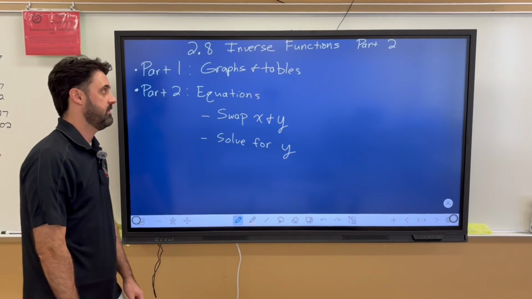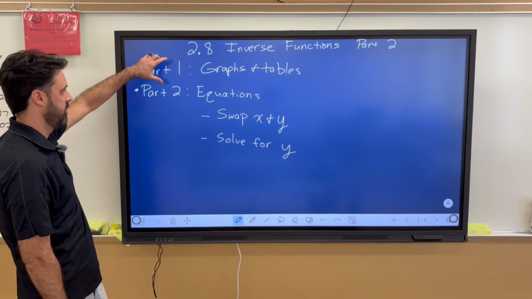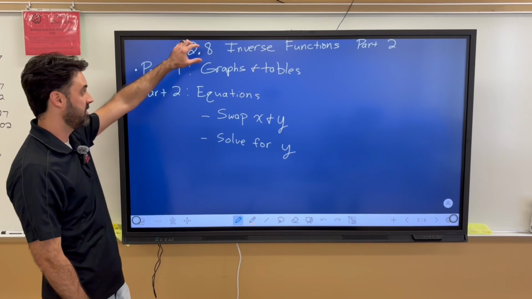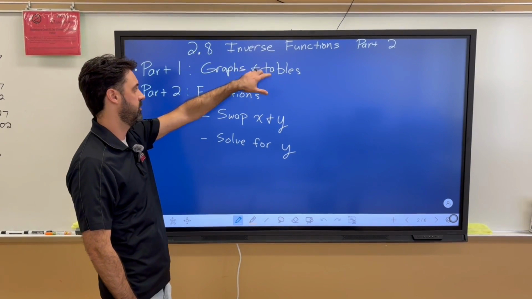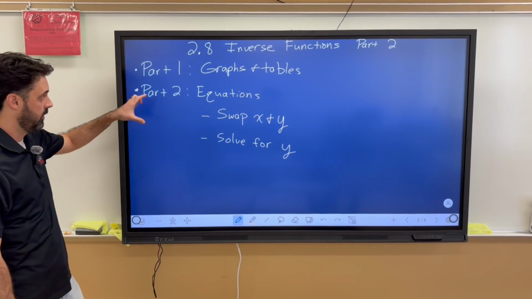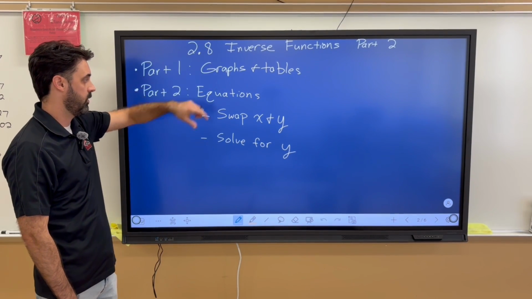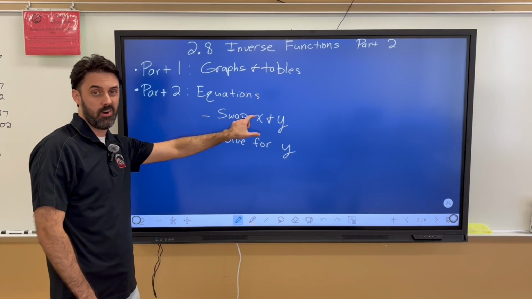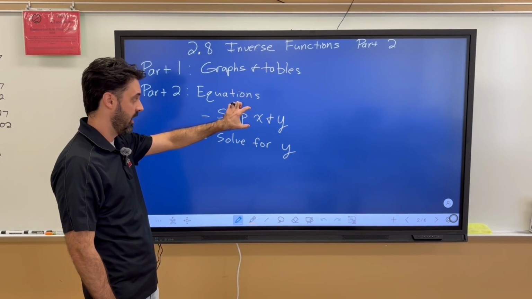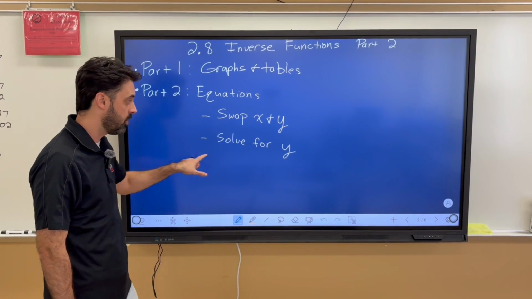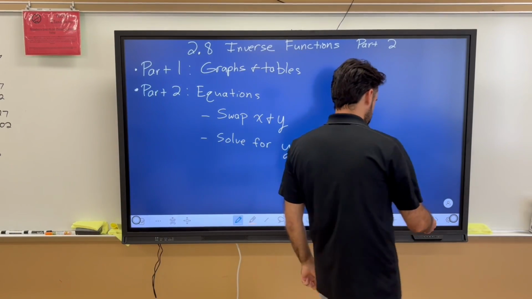All right, guys, part 2 of inverse functions. In the part 1 video, we looked at finding inverses given either a graph or a table of values. In part 2, we're going to look at, given an equation, how we find the inverse function. And we're going to do that by swapping our x and our y. So x becomes y, y becomes x, and then we're going to solve the equation for y. So let's see what that looks like.